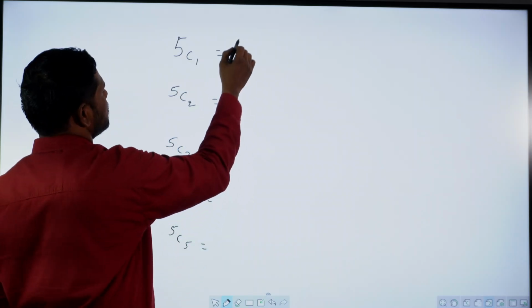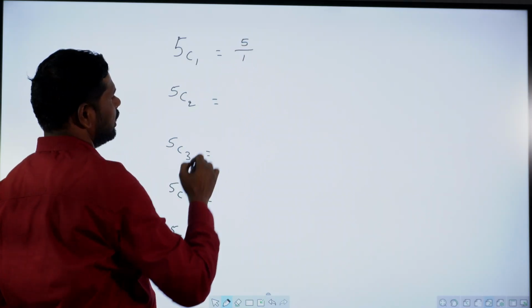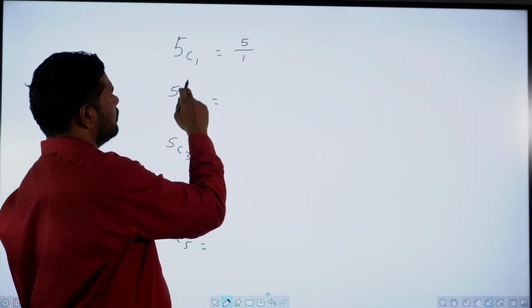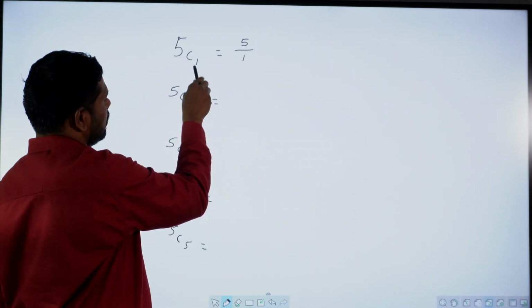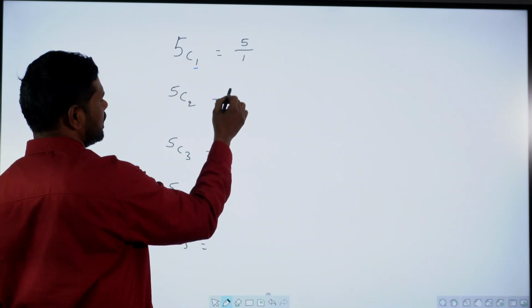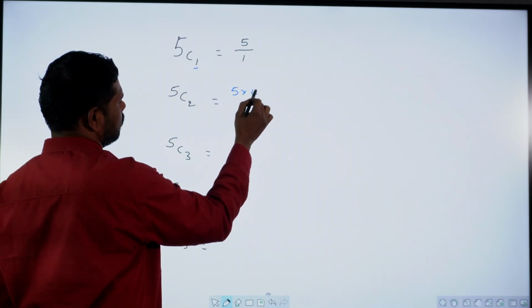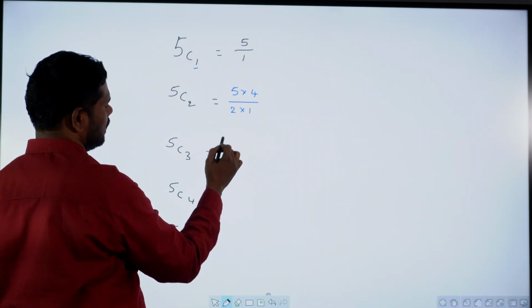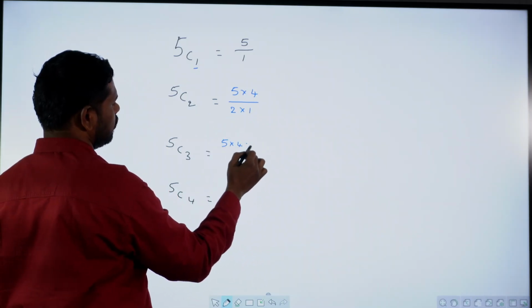So 5C1 means 5 by 1. For permutations, it is only multiplication in the decreasing order up to that base term. But here you need to divide by the base terms also. Suppose 5C2 means, observe here, 5 into 4, up to 2 terms. In the denominator, 2 factorial means 2 into 1. 5C3 means 5 into 4 into 3.